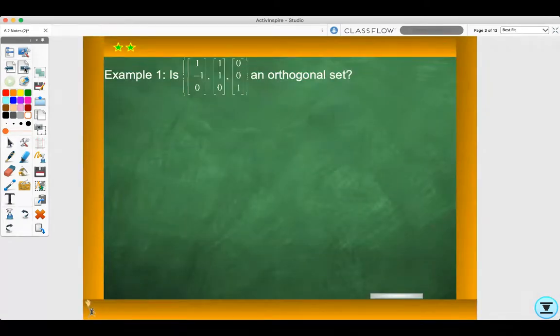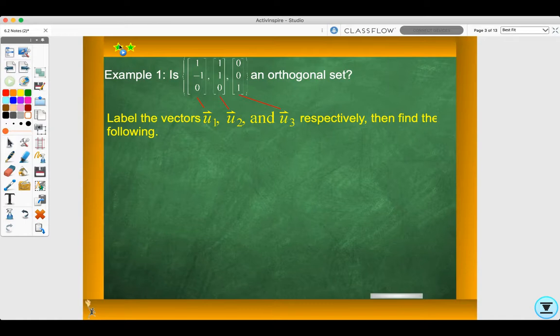So let's look at example 1. Is this set of vectors an orthogonal set? First we're going to label the three vectors u1, u2, and u3 respectively. Then find the following. If each of these equals 0, then u1, u2, u3 is an orthogonal set.